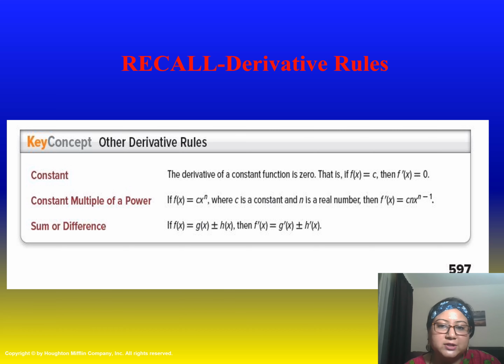Okay, so let's start with recalling some of the common derivative rules that we have done, which will be useful for this session as well. So the first one is the rule for finding the derivative of a constant function. As you already know, the derivative of a constant function is 0. You should be remembering these rules so that when we are solving problems, we are able to apply these rules and get to our correct answer.